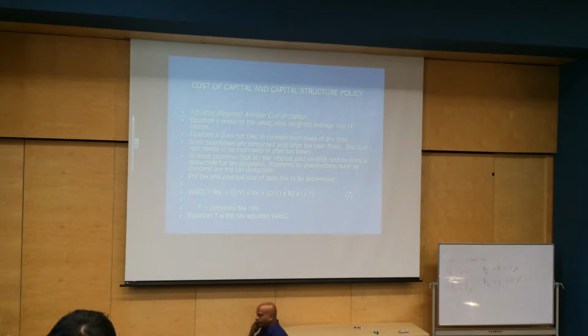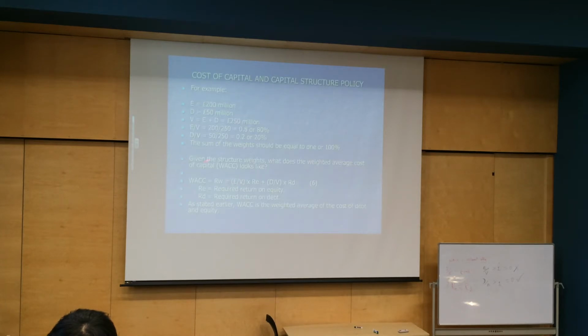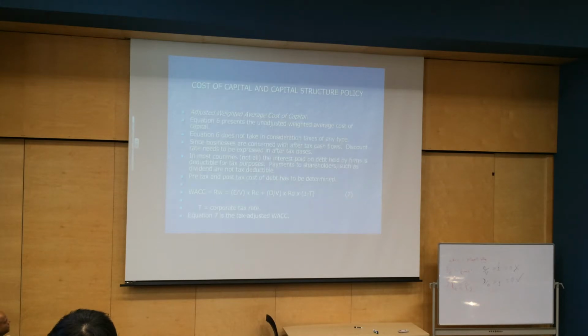Similarly, companies get to spend after they pay the tax to the government. What to do? Do you hold back, invest the money somewhere else, or give it away as dividend? It's after tax. Equation 6 does not take into consideration taxation at all. It's unadjusted. When you adjust for taxation, you get the adjusted weighted average cost of capital; equation 6 represents the unadjusted cost of capital.